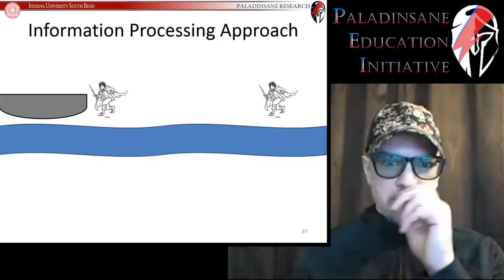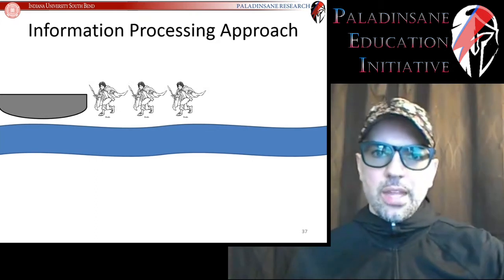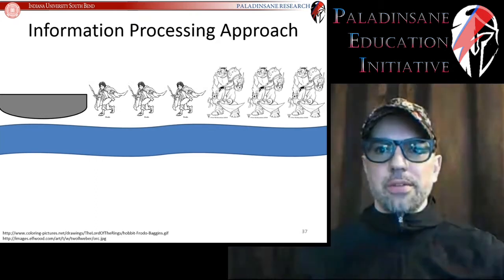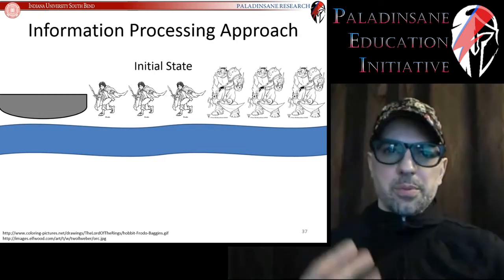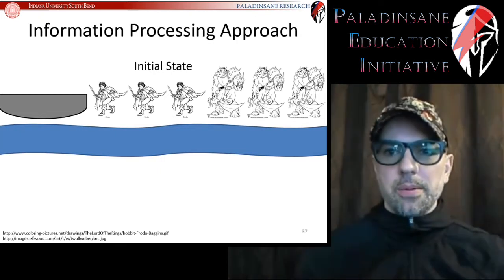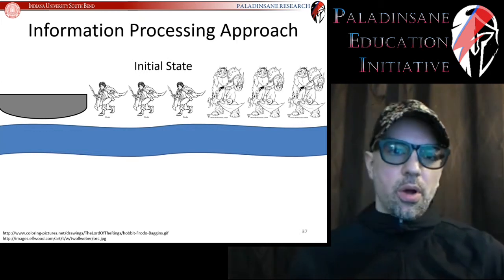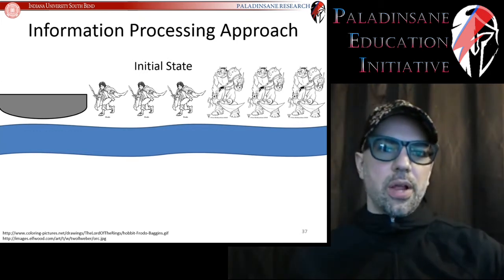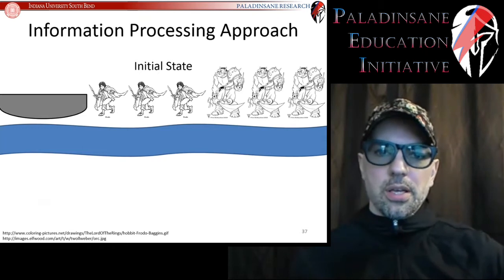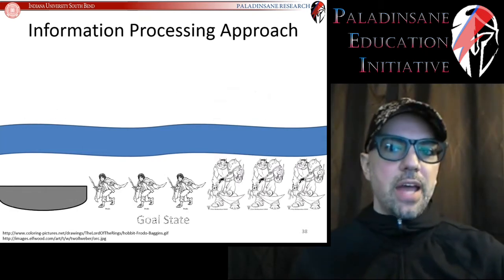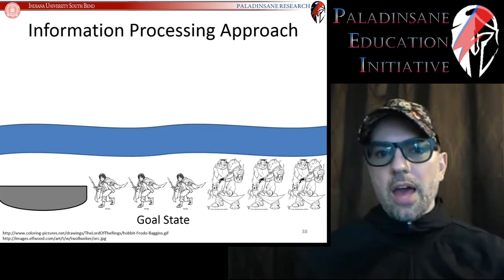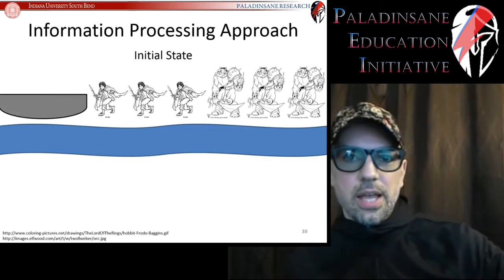So basically what we have here is a river, and a boat, and 3 hobbits and 3 orcs on one side of the river. That is your initial state. In this problem space, that is where you start the problem. What you want to do is take that boat and transport all 6 of those people over to the other side of the river. That is your goal state. So we have our initial state and we have our goal state.